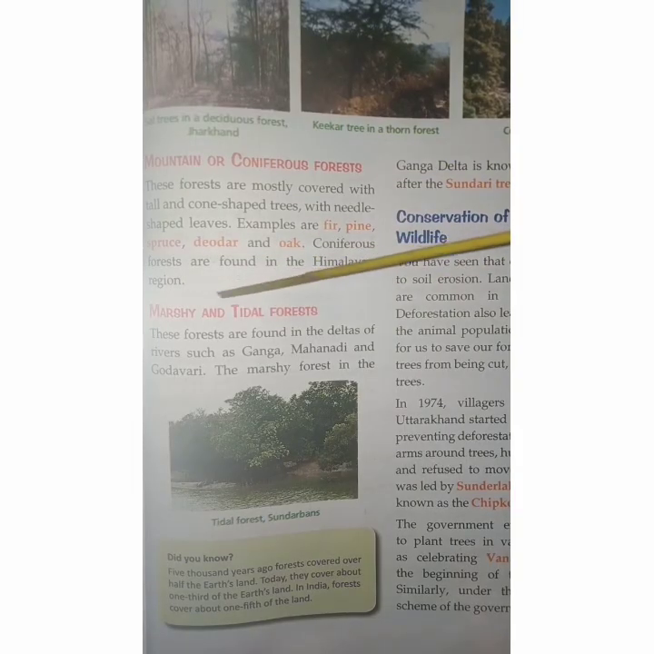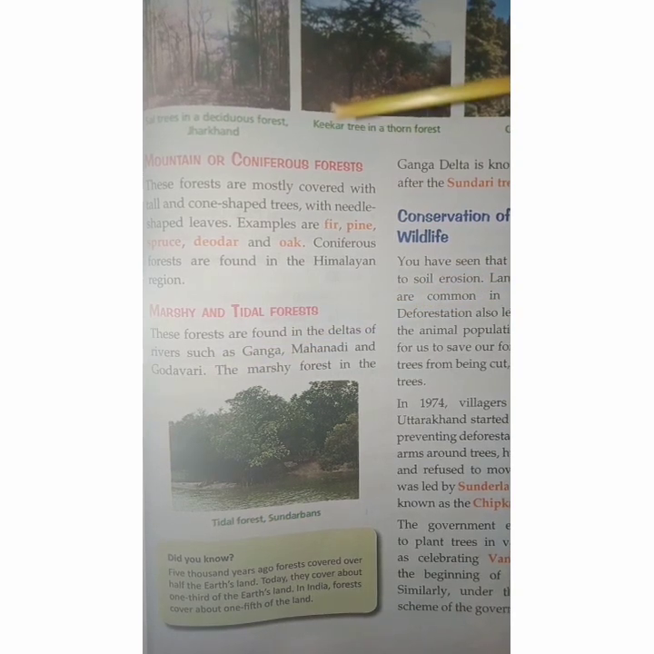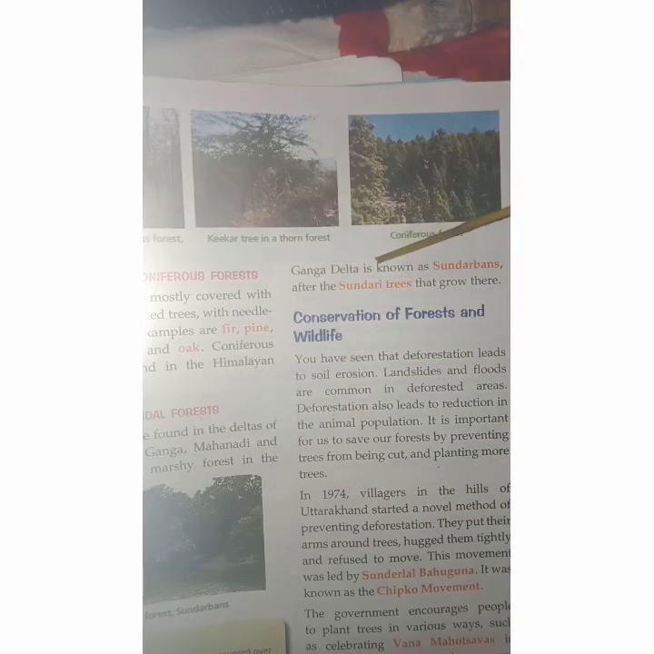Next is marshy and tidal forest. These forests are found in the deltas of rivers such as the Ganga, Mahanadi and Godavari. The marshy forest in the Ganga Delta is known as the Sundarbans. Sundari trees grow in the Sundarbans.